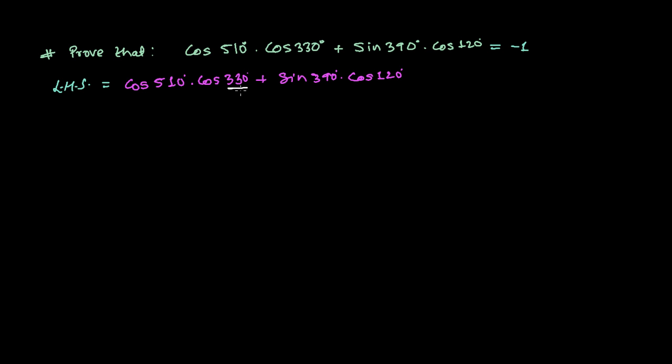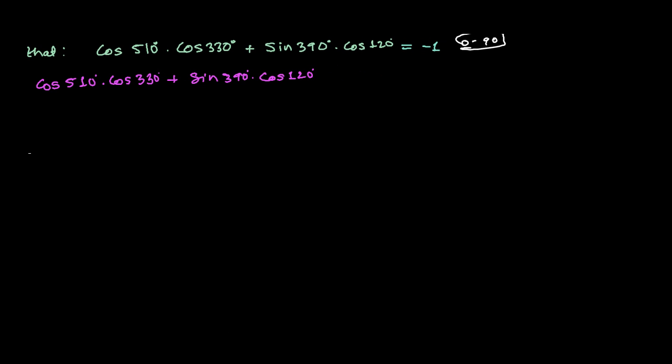Similarly, I don't know 330's value, I don't know 390's, I don't know 120's, but I know from 0 to 90. If I know from 0 to 90, I have a very good trick that I can easily find out the value of cosine of 510, the value of cosine of 330 and 390 and 120. All right, in the same way, they all have the same trick.